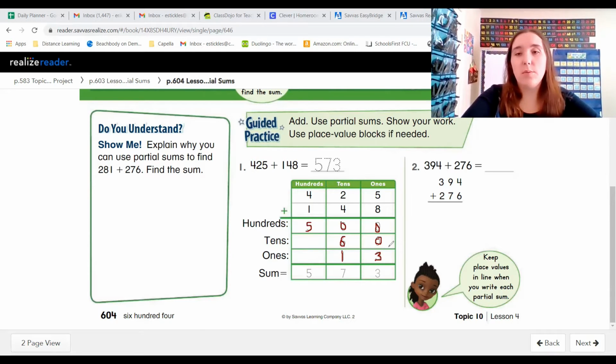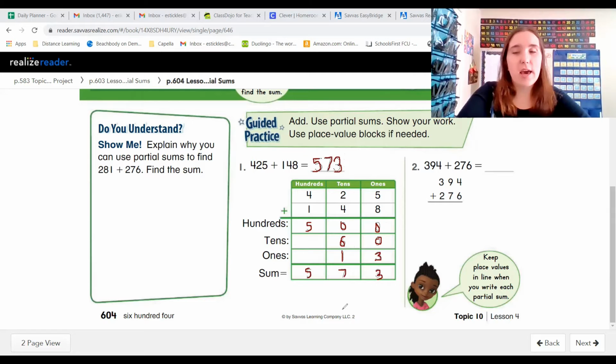So 0 plus 3 is 3 ones. 0 tens plus 6 tens plus 1 ten is 7 tens. And we just have 5 hundreds. So the answer to 425 plus 148 is 573. It's a really great way to show our work because then we can see exactly how to solve it. Let's try with number 2.